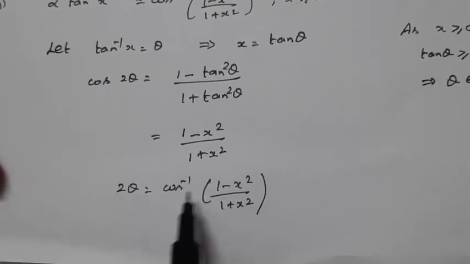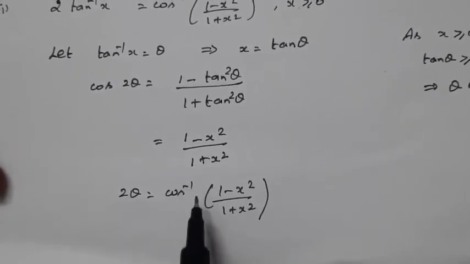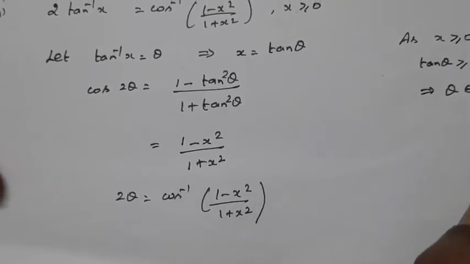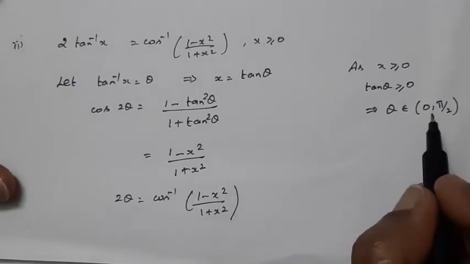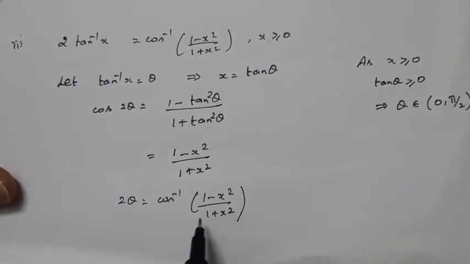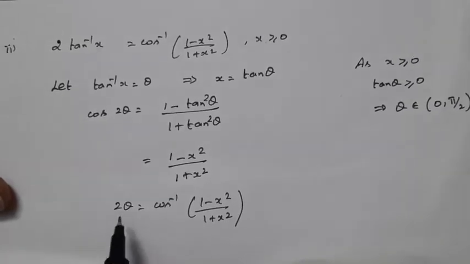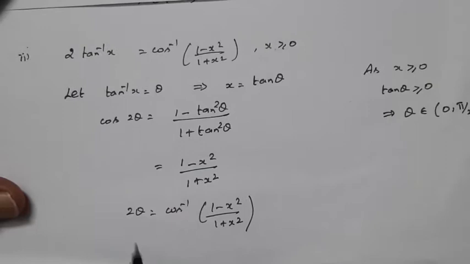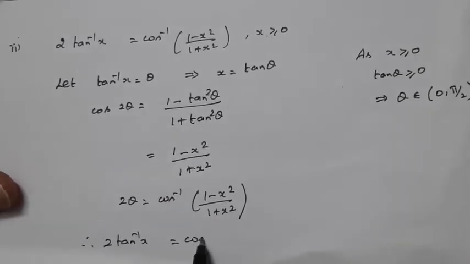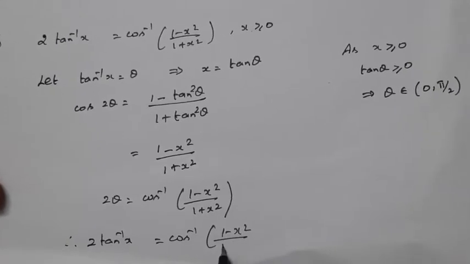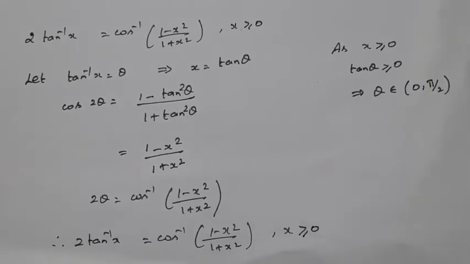So, for cos inverse, theta should belong to the first quadrant as well as the second quadrant. Here theta belongs to 0 to pi by 2, which means it belongs to the first quadrant, and hence cos inverse of 1 minus x squared by 1 plus x squared equal to 2 theta is well defined. Therefore, we can replace theta as tan inverse of x, and hence we have 2 tan inverse of x is equal to cos inverse of 1 minus x squared by 1 plus x squared, provided x is positive, x is greater than or equal to 0.